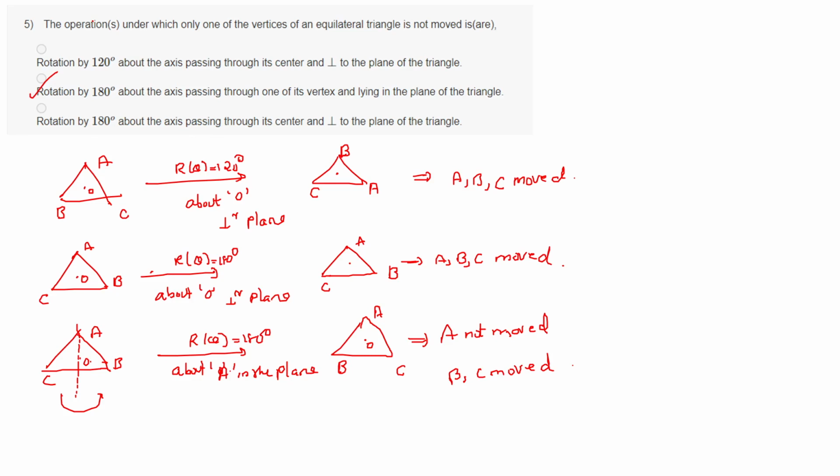Ma'am, could you explain the second one, 180 degree? Okay, second one, yes. If you rotate about the axis which is perpendicular to this plane, and if you rotate it 180 degree, like how you rotate 120 degree here, then the B will come here, which is this angle is 120 degree. And what will happen here?